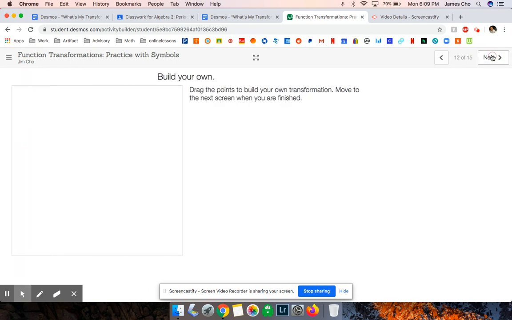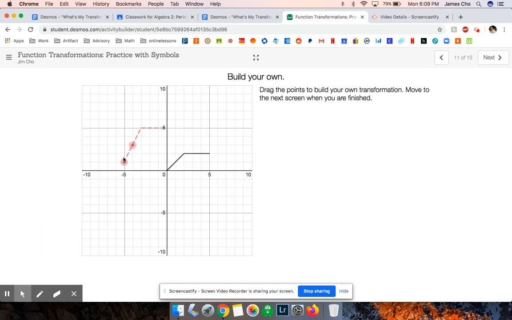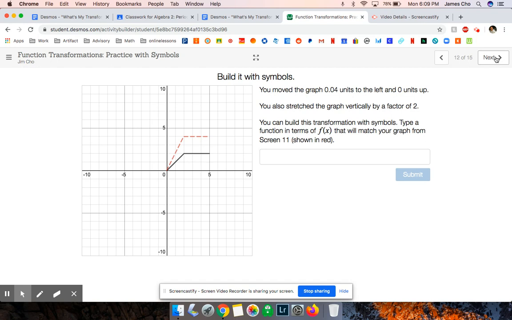Now for slide 12, let's see. Okay. So for slide 11, what you're going to do for this one is, let's see if I can move it back. Okay. So they give you a set of points, and now your job is to move these points in whatever way you feel like. So I'm going to make a simple change. I'm just going to do that there. Okay. And on the next slide, it'll give you the movement or the change that you just made.